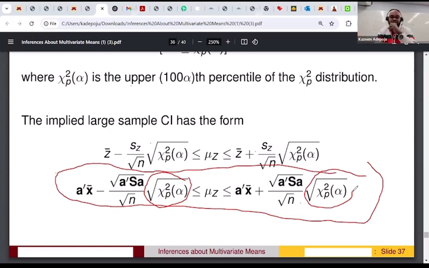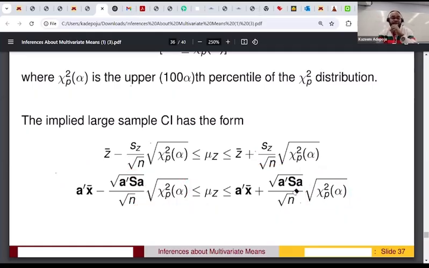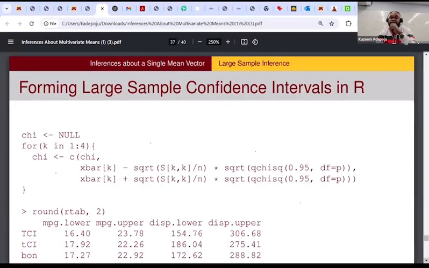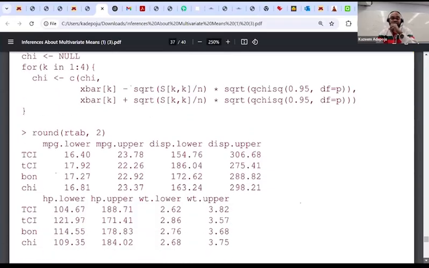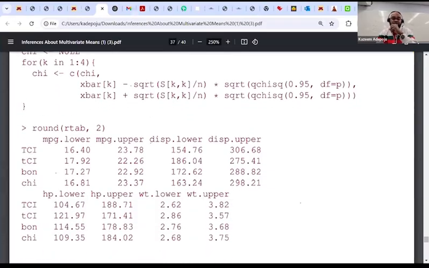Now, can we have a way to compare the four? We have four different kinds of interval now, on the same data set. This is the code. How many are we having now? I'm calling that chi, the fourth one. Do you see now? How many do I have? The TCI, the Hotelling T-square confidence interval, the classical confidence interval, the Bonferroni, and the one for the chi-square, which is the asymptotic one. Don't forget the Hotelling T-square becomes a chi-squared when the sample size is large.